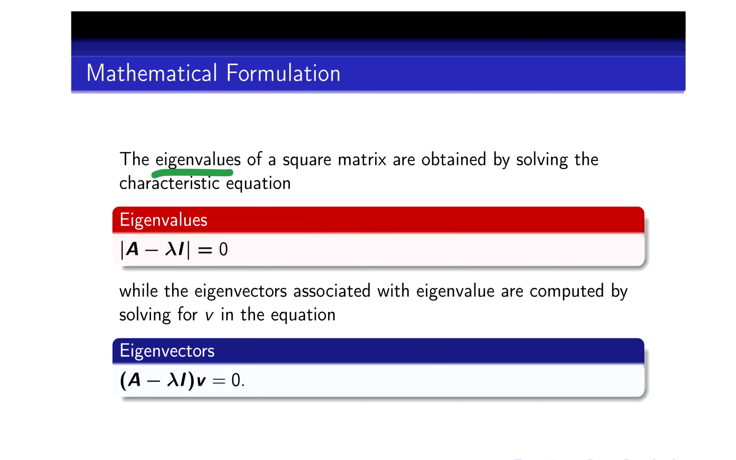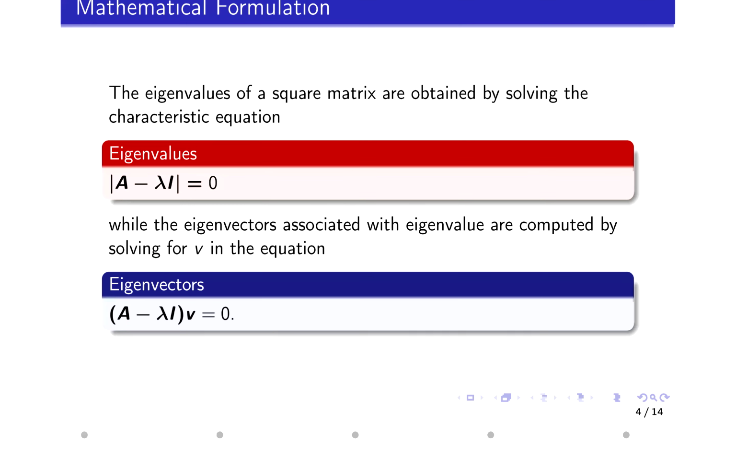While the eigenvectors associated with an eigenvalue are computed by solving for V in this equation: A minus lambda I, multiplied by a particular vector V, which is a column vector, like the normal vector of X, Y, Z, depending on the kind of matrix you're considering. When you solve for V in this expression, you get your eigenvectors. So that is the purpose of this video. Let's see some practical stuff.